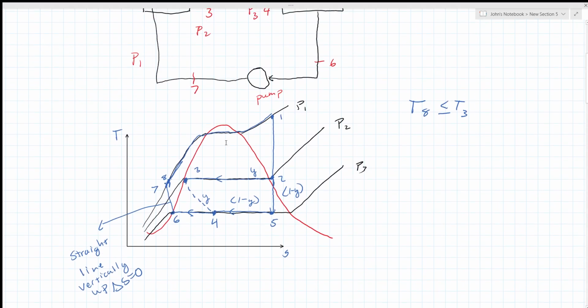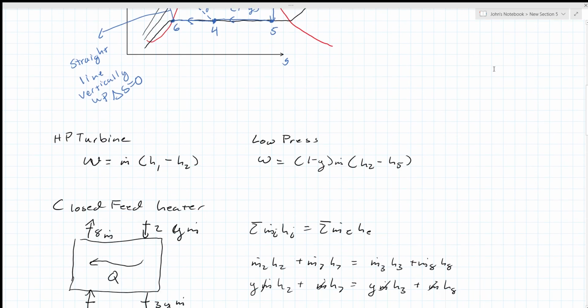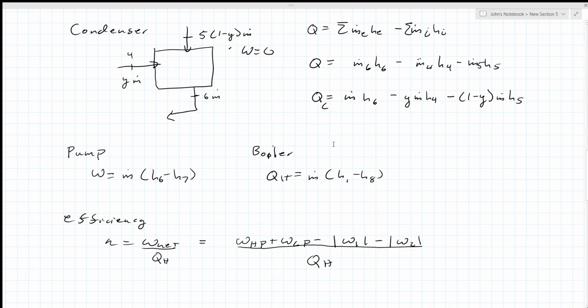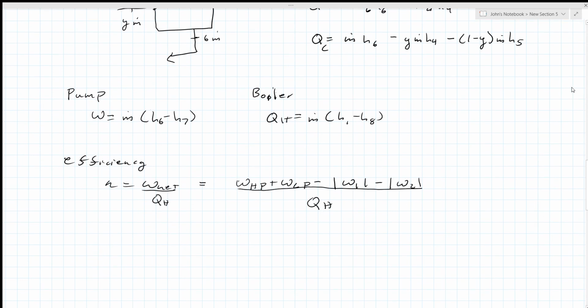Here's a TS diagram. Remember, regardless of how I drew it, T8 is always less than or equal to T3, because if I'm putting in steam, the water cannot heat up more than the steam. It's not possible. And then this is the math behind it, and then here's the efficiency.